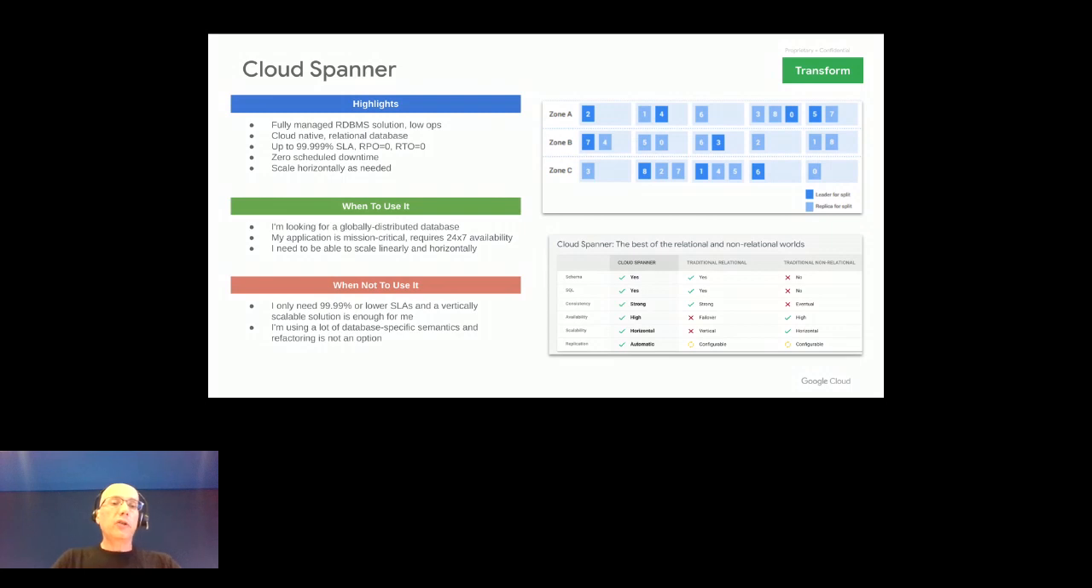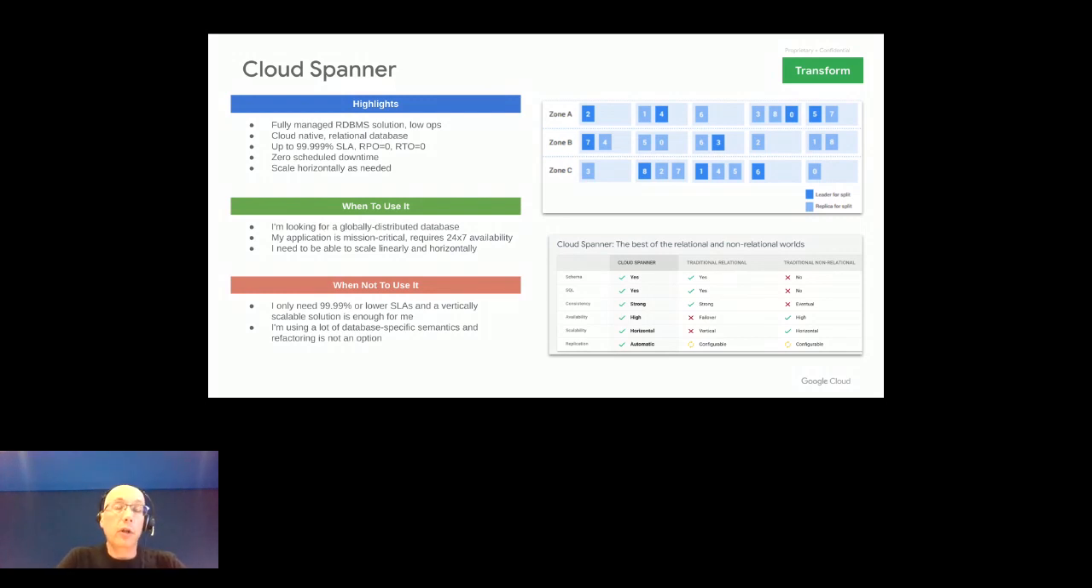When should you not use Cloud Spanner? Well, if you need only 4 nines, Cloud Spanner might be overkill. In that case, I would recommend AlloyDB. You may not need the horizontal scalability of Cloud Spanner. In that case, a vertically scalable solution like AlloyDB or Cloud SQL might be a better fit for a lower cost. Or if you're using a lot of database-specific semantics like TSQL, PGSQL, that kind of stuff, all that code would have to be converted to ANSI SQL.